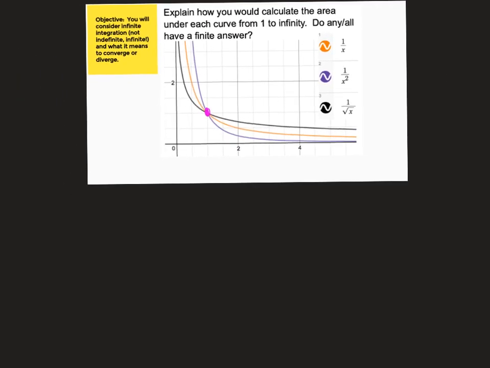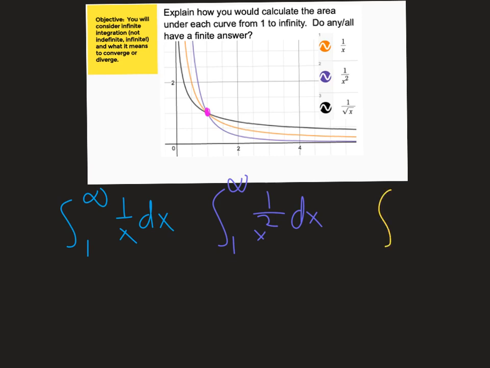So integrate from 1 to infinity. That seems uncomfortable. 1 over x dx. Integrate from 1 to infinity 1 over x squared dx. And then integrate from 1 to infinity 1 over the square root of x dx. Alright, now, it makes me uncomfortable to have the infinity on the integral. So what if I do this?